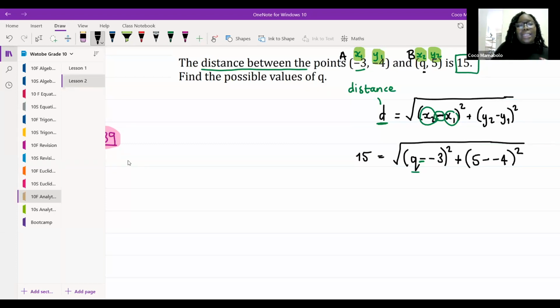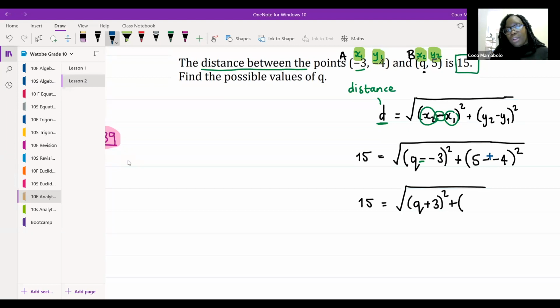Okay. Let's clean it up. 15 is equal to the square root of, let's clean this up. Q minus and minus will give us? Positive. Good. So I'm going to get Q plus 3, all squared. Agreed? Yes, ma'am. Plus, open brackets. Now, a minus and a minus will give us a plus. So this is actually 5 plus 4, plus 4, which is? 9. 9 to the power of? 2. Excellent.